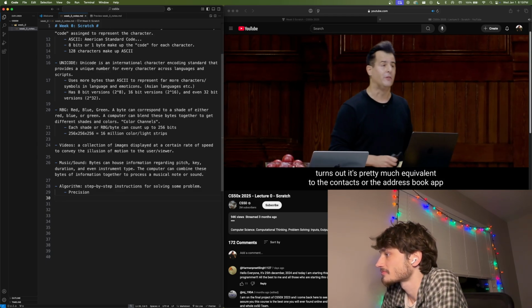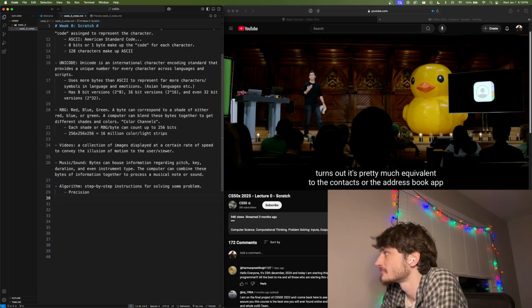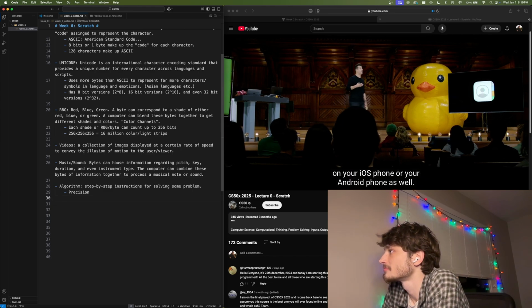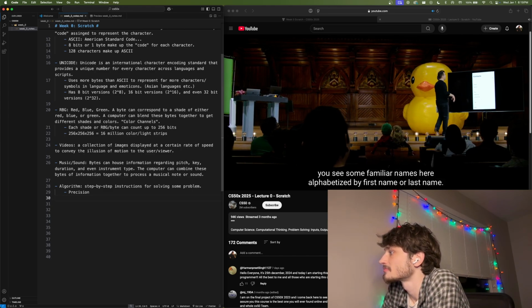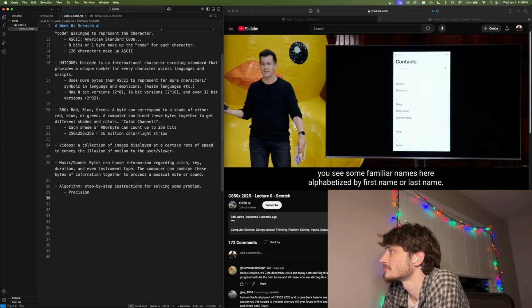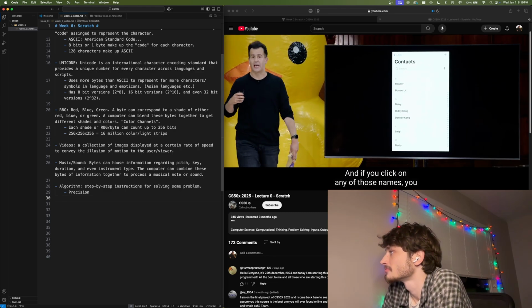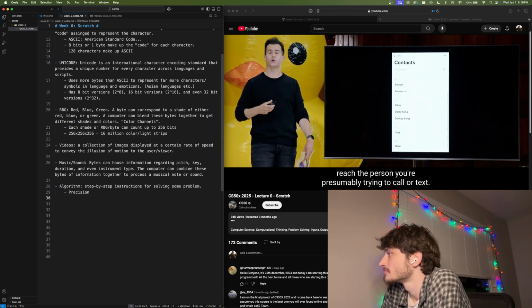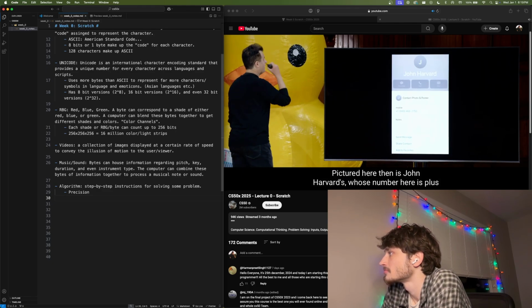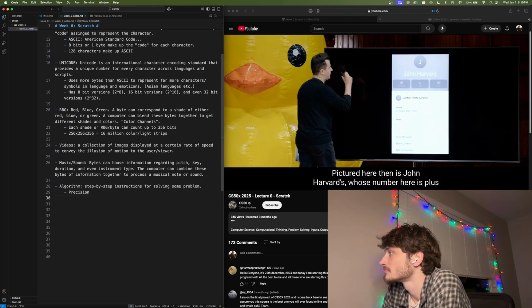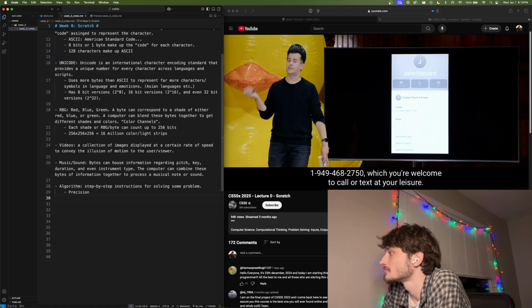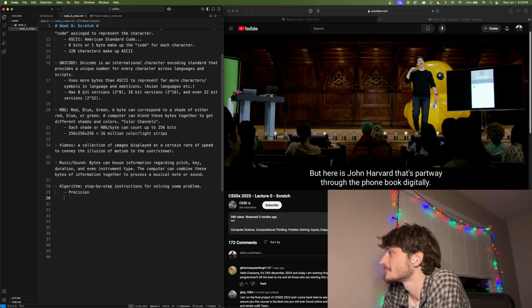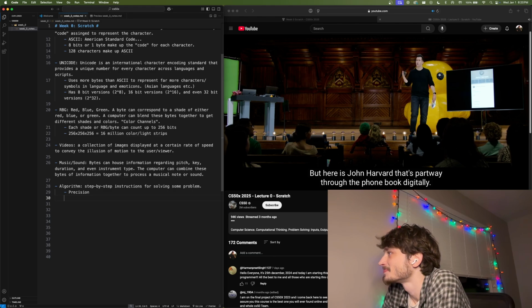So even if you've never had occasion to physically use this kind of device, it's pretty much equivalent to the contacts or the address book app on your iOS phone or your Android phone as well. Why? Because if you pull up your contacts, of course, you see some familiar names here, alphabetized by first name or last name. And if you click on any of those names, you reach the person you're presumably trying to call or text. Pictured here, then, is John Harvard, whose number here is +1 949 468 2750, which you're welcome to call or text at your leisure. But here is John Harvard partway through the phone book digitally.